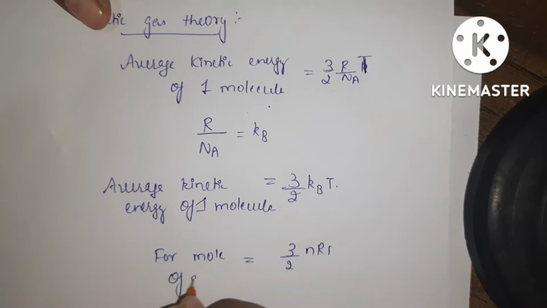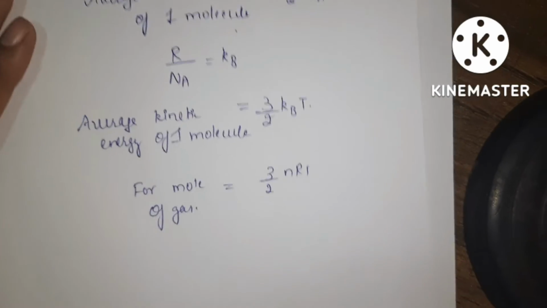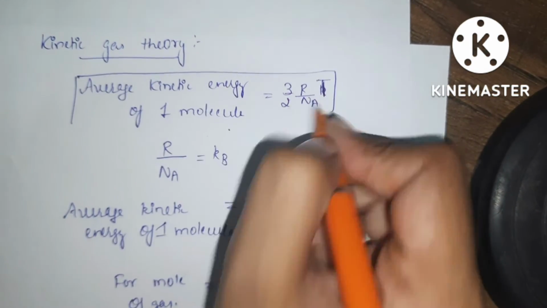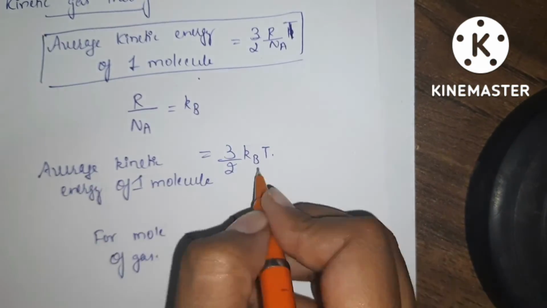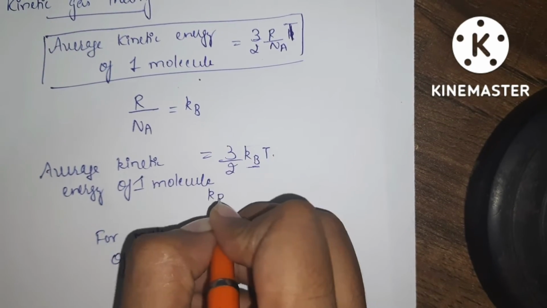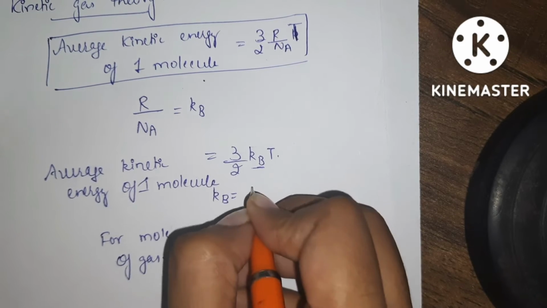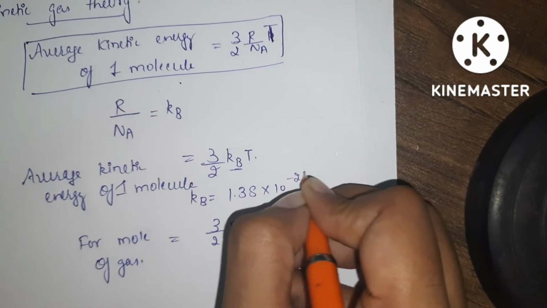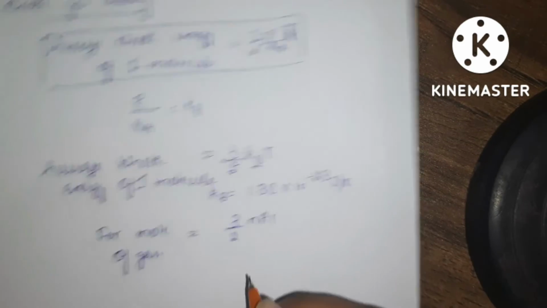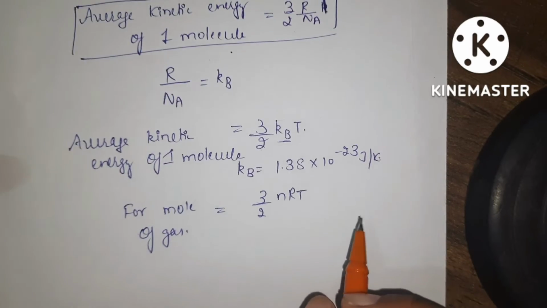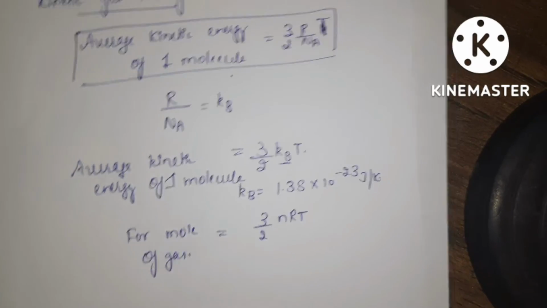So you can get any question from these types of formulas, by giving Kb, the Boltzmann constant. Although you know the value of the Boltzmann constant, Kb is equal to 1.38 into 10 raised to power minus 23 joule per Kelvin. The temperature they will give you, and after that you can solve the numerical for the average kinetic energy.